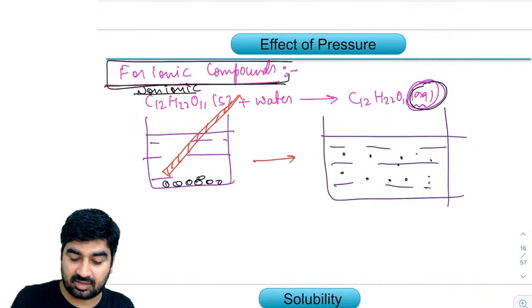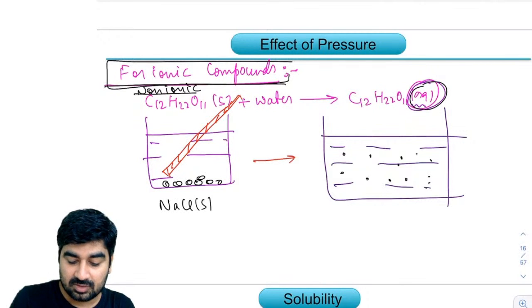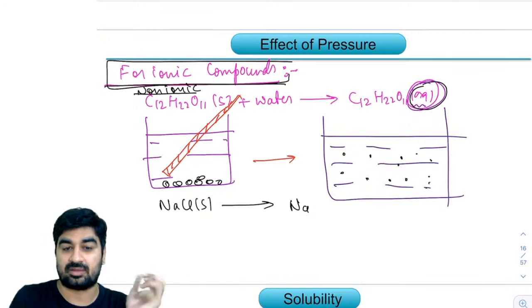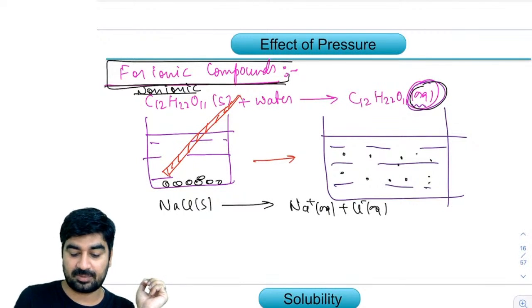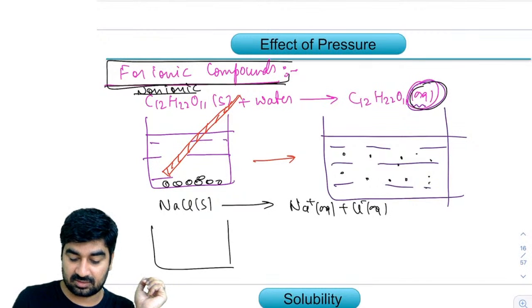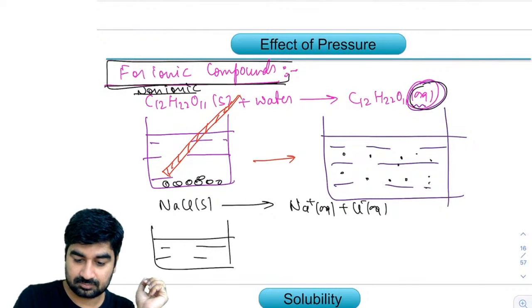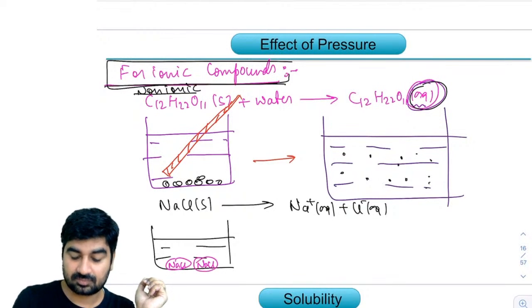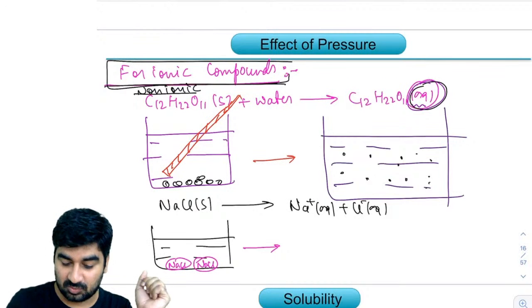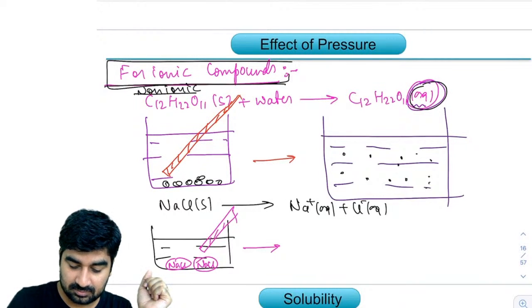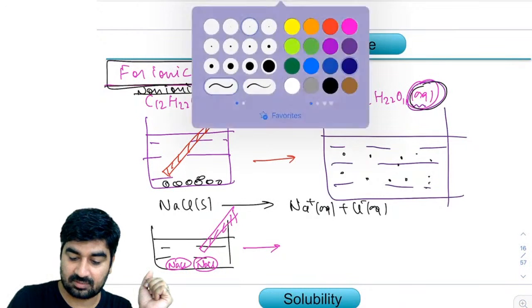And if I take an ionic compound like NaCl, on dissolution it will dissociate into ions and give me Na plus aqueous and Cl minus aqueous. So suppose NaCl solid is there. NaCl is salt. In Hindi we call it namak. Every one of you has seen this namak. So when you stir it, what will you get, guys?